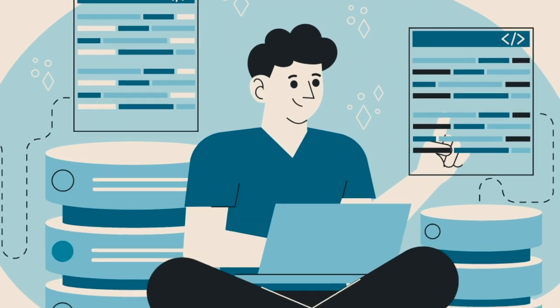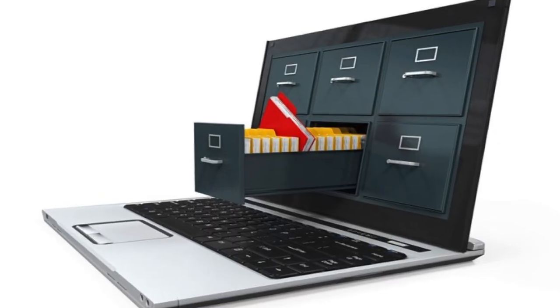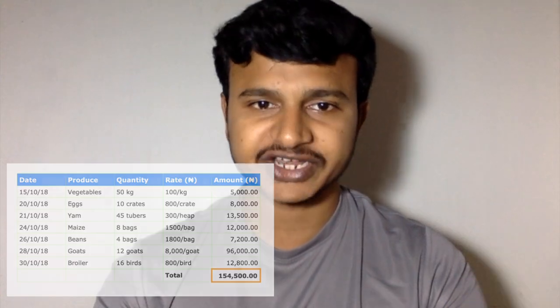What is a database? A database is a collection of organized data that can be accessed, managed, and updated. Imagine a digital filing cabinet. It stores information like customer details, sales records, product inventories, etc.